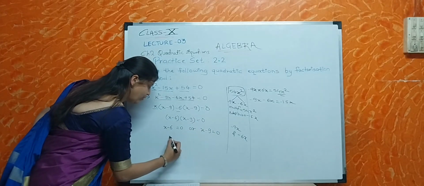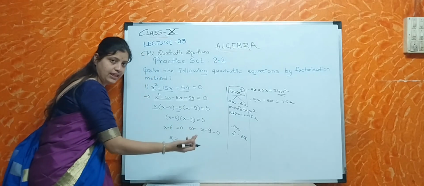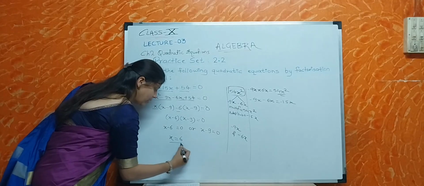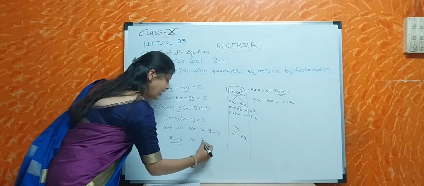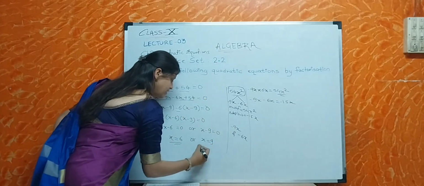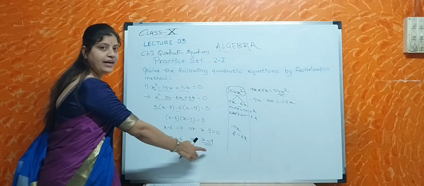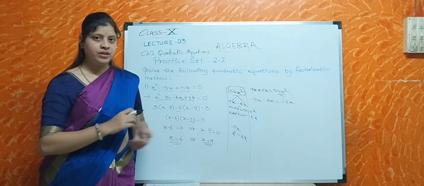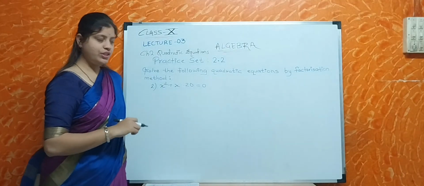Now if we want to find the value of x, we will take this term to the other side. So minus 6 goes to the other side and becomes plus 6, or x is equal to minus 9, on the other side it will become plus 9. So we got the two factors, that is 6 and 9. We have found the solution of this equation. Understood everyone? Okay, now second question.